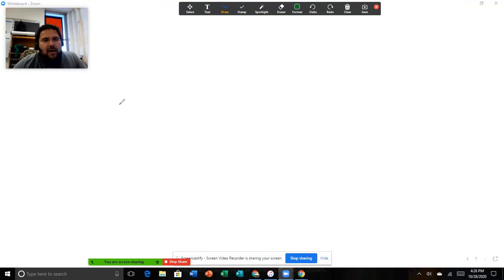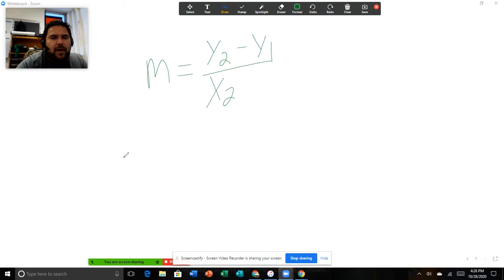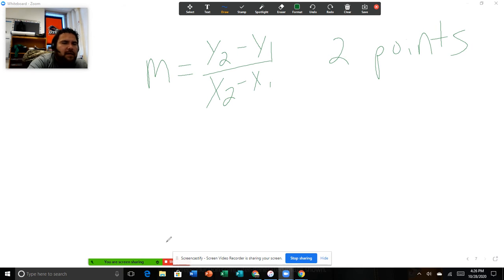Okay, so today we're going to be talking about parallel lines and perpendicular lines. We want to use the slope formula: m equals y2 minus y1 over x2 minus x1. So you're always going to need at least 2 points, okay? That's what you want to focus on, the slope formula. If I'm given 2 points and another set of 2 points, I can tell what type of lines these are, whether they are parallel lines or perpendicular lines.